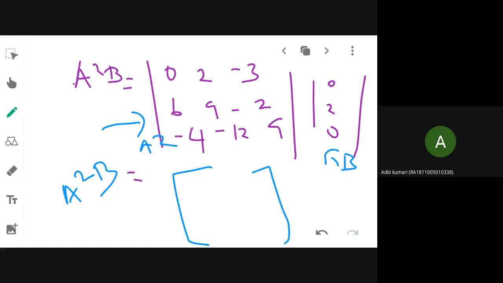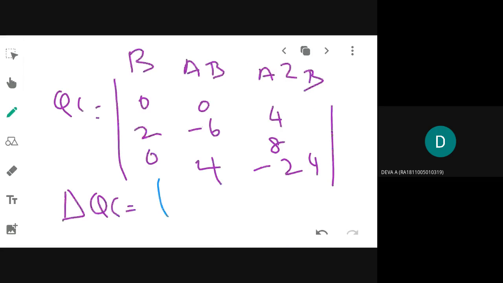What is the first column element? 4. Second one, 18. Third one, minus 24. All got this answer, a squared b. The rest who are trying to solve, this is how you have found out B, AB, and then A squared B. So this is my B, this is my AB, this is my A squared B that we have found out just now. Now this is the determinant.